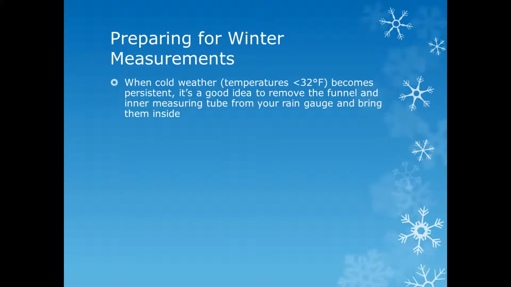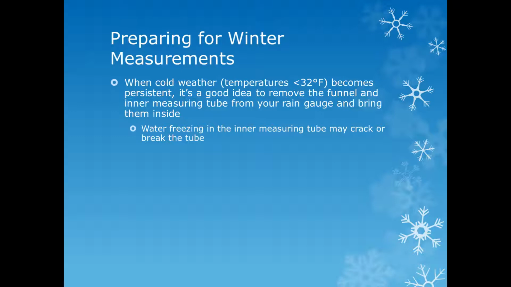So when we get into colder weather, where temperatures are consistently below 32 at night, for example, it's a good idea to remove the funnel and the inner measuring tube from your rain gauge. Just leave them inside. Unless we get into an extended period of warm weather where it's going to rain, you might want to put them back out. But if you have water freeze in the inner measuring tube of any amount, like say a 1/10 or a 1/4 inch, 25/100, that could crack or break the tube. I had one that just blew the bottom out of it.